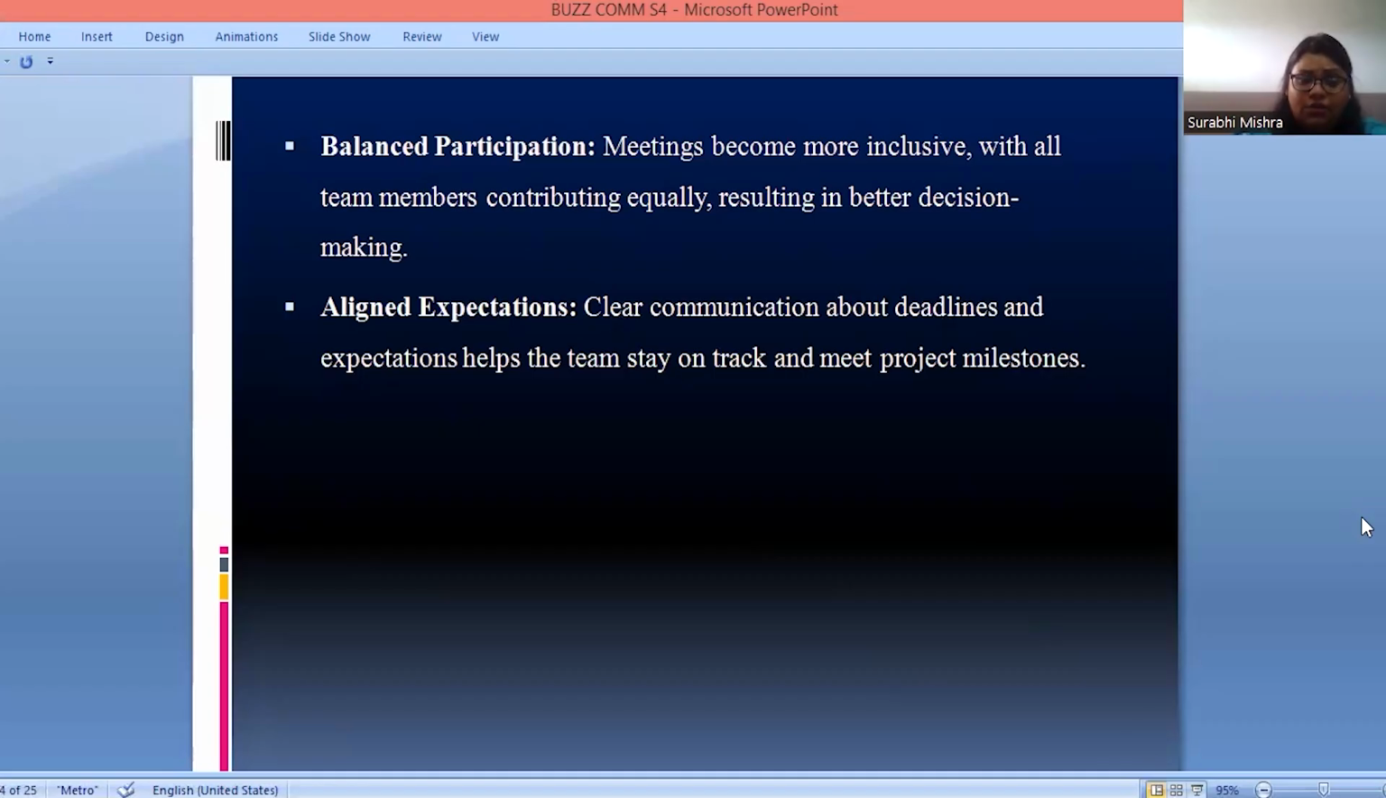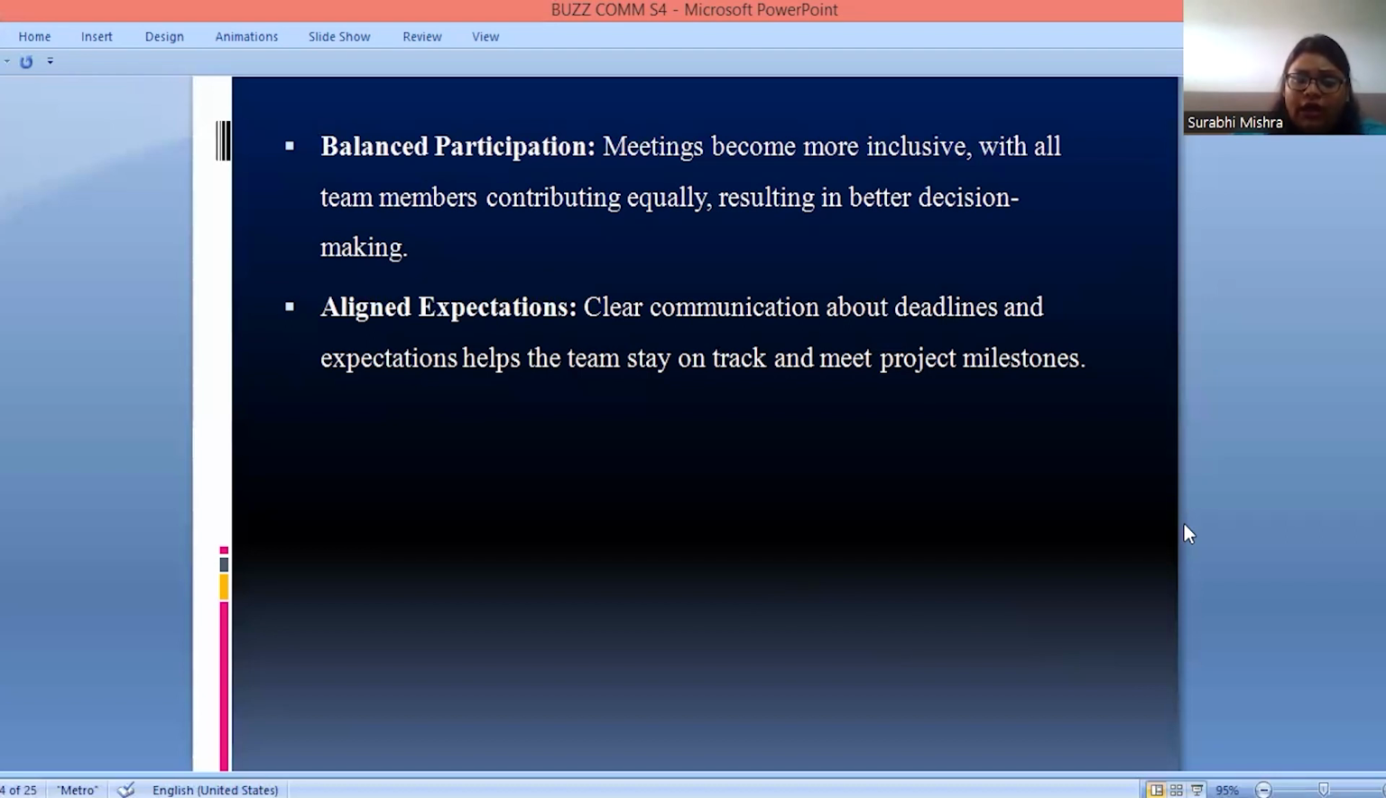The balanced participation. Meetings became more inclusive. Yes, it has become more inclusive. Why? Because every team member was getting the opportunity to speak. The members whose perspectives were overlooked have been asked to share their perspective by using a round robin format, or by drawing out those people who were sitting very quiet. So these were the strategies which the company used to make their team members more familiar with each other, more close to each other, and to work in a better environment.